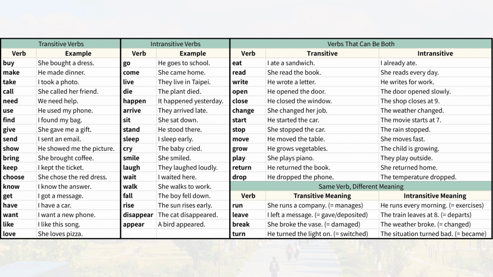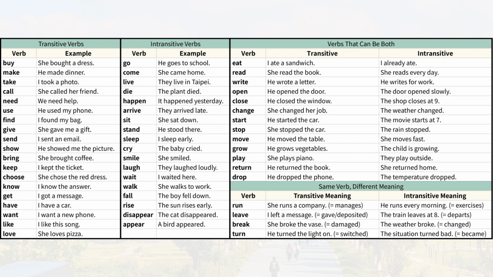Give. She gave me a gift. Send. I sent an email. Show. He showed me the picture. Bring. She brought coffee. Keep. I kept the ticket. Choose. She chose the red dress. Know. I know the answer.